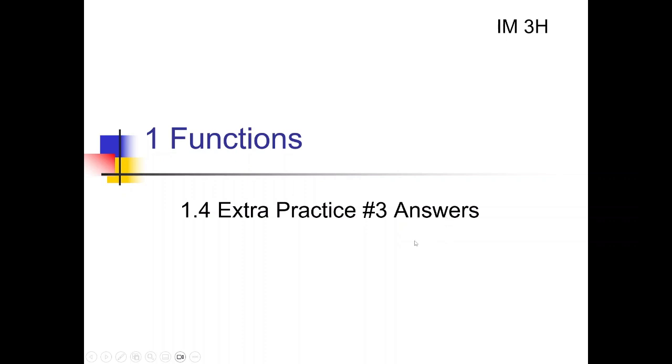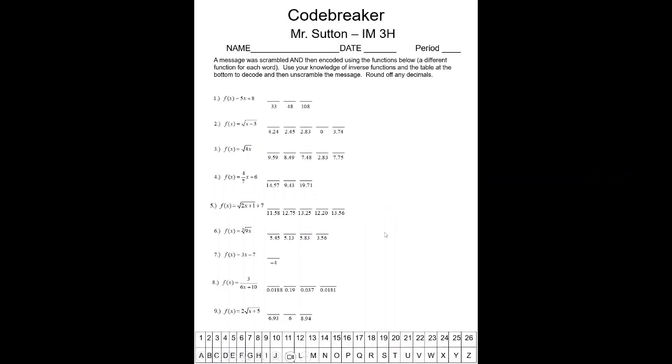There is a code breaker activity that goes with this one. Let's take a look at that. So here's a look at what the worksheet for this activity looks like. The idea here, as they explained, is that a message was scrambled and then encoded using the functions below.